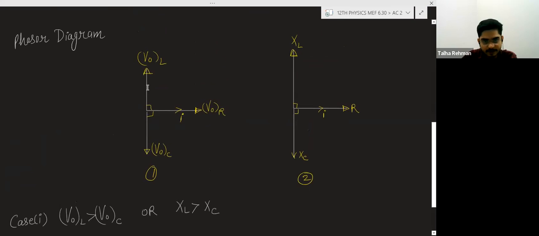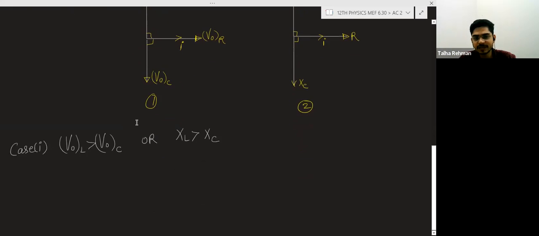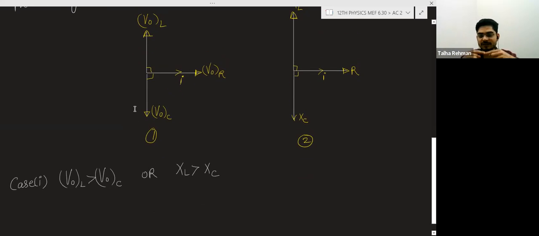Okay. Now see this diagram. They are saying this V naught L is greater than this V naught C. This looks like two vectors acting in opposite directions, so we can get the resultant. If two vectors are acting at a 180-degree angle, what is the resultant?